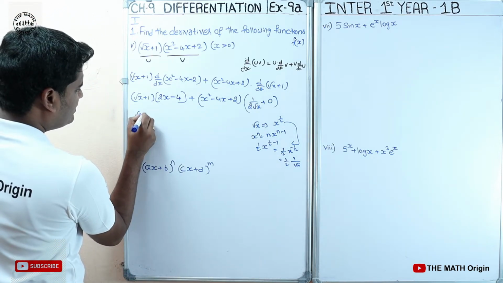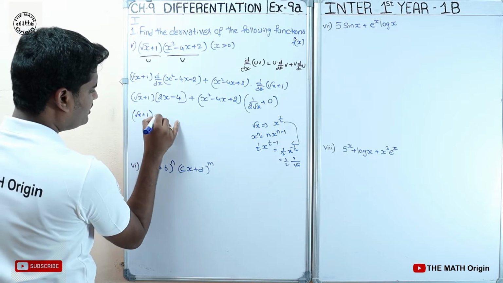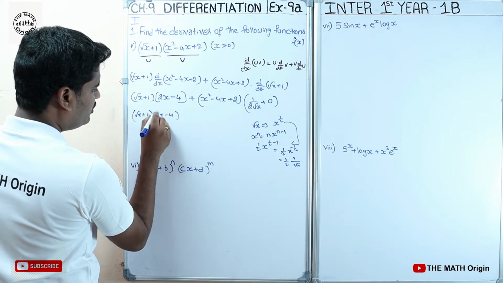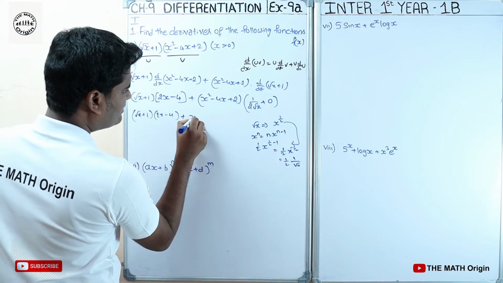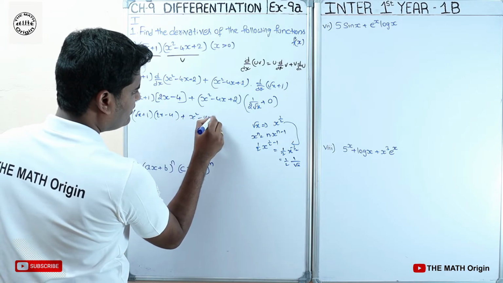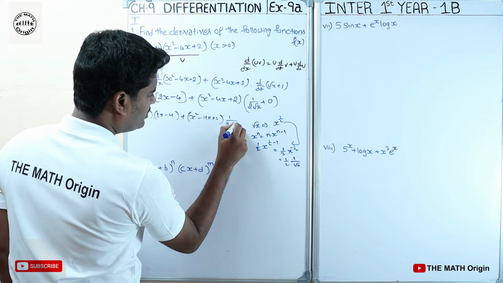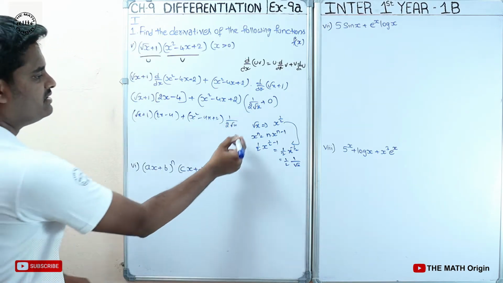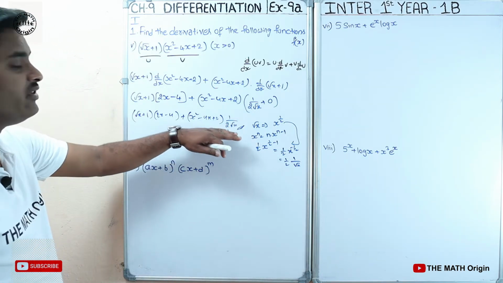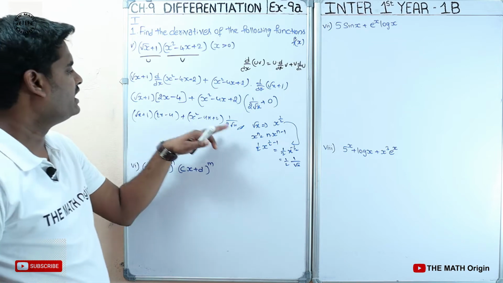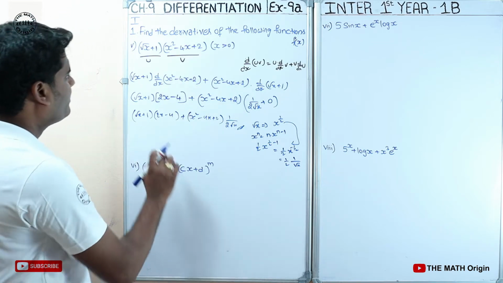Therefore, the value is root x plus 1 into 2x minus 4, plus x square minus 4x plus 2 into 1 by 2 root x. Here, this is the simplified derived equation for the given question.